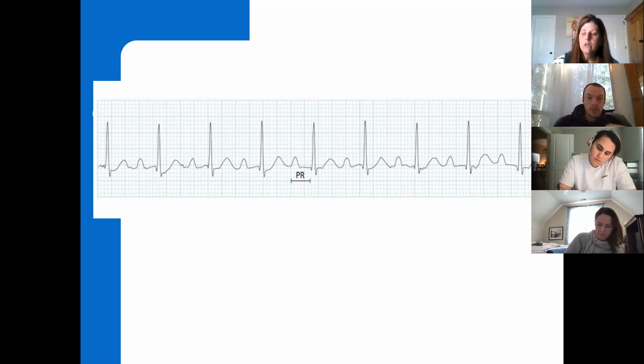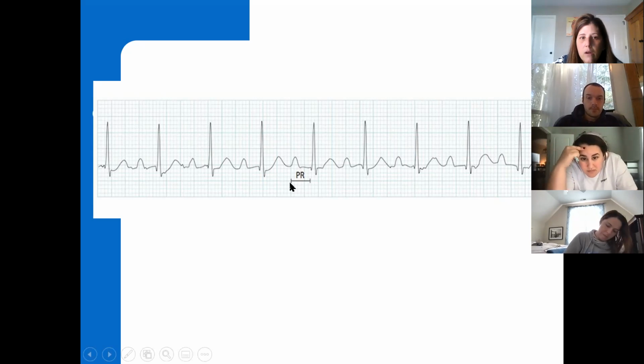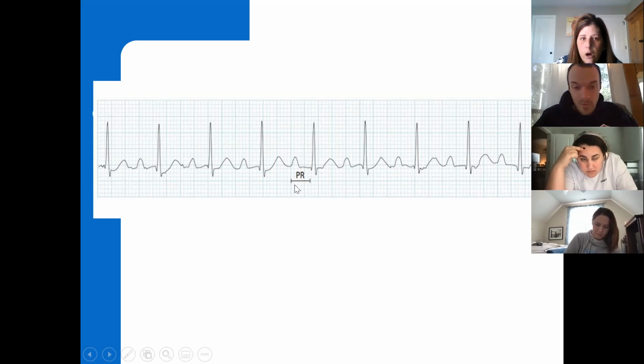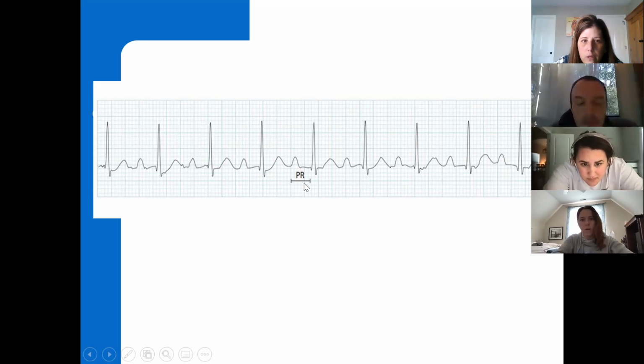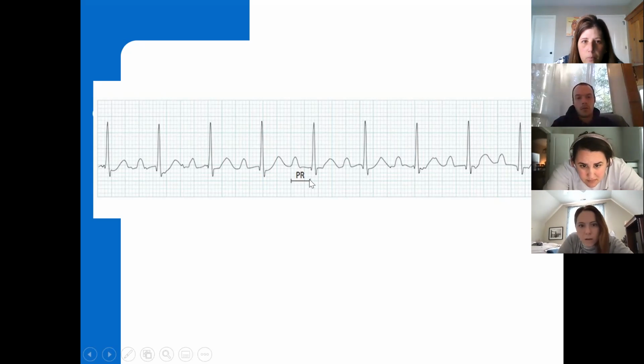So when we look at this example they've given us here in the middle, and we were to count out from the beginning of the P to the beginning of the QRS complex, because that's how we measure our PR, I've got one full box, so I know that's 0.2, and then it looks like about another box and a half.